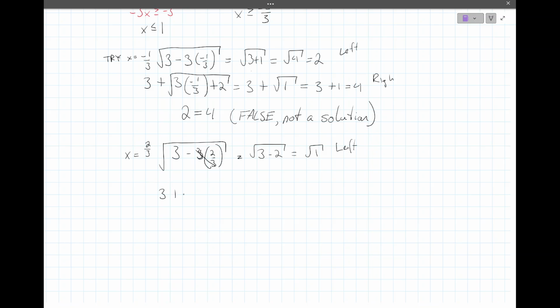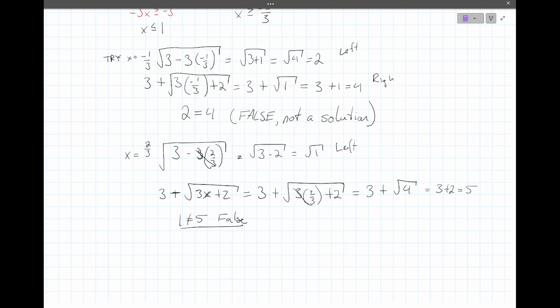So this will be 3 plus the root of 3x plus 2. And once we do that, this is going to be 3 plus the root of 3 times 2/3 plus 2, get rid of that, and we'll do 3 plus that. 2 plus 2 is 4, so we get root 4. This is going to be 3 plus 2, and that's 5. And so we're going to end up getting 1 is not equal to 5, false.